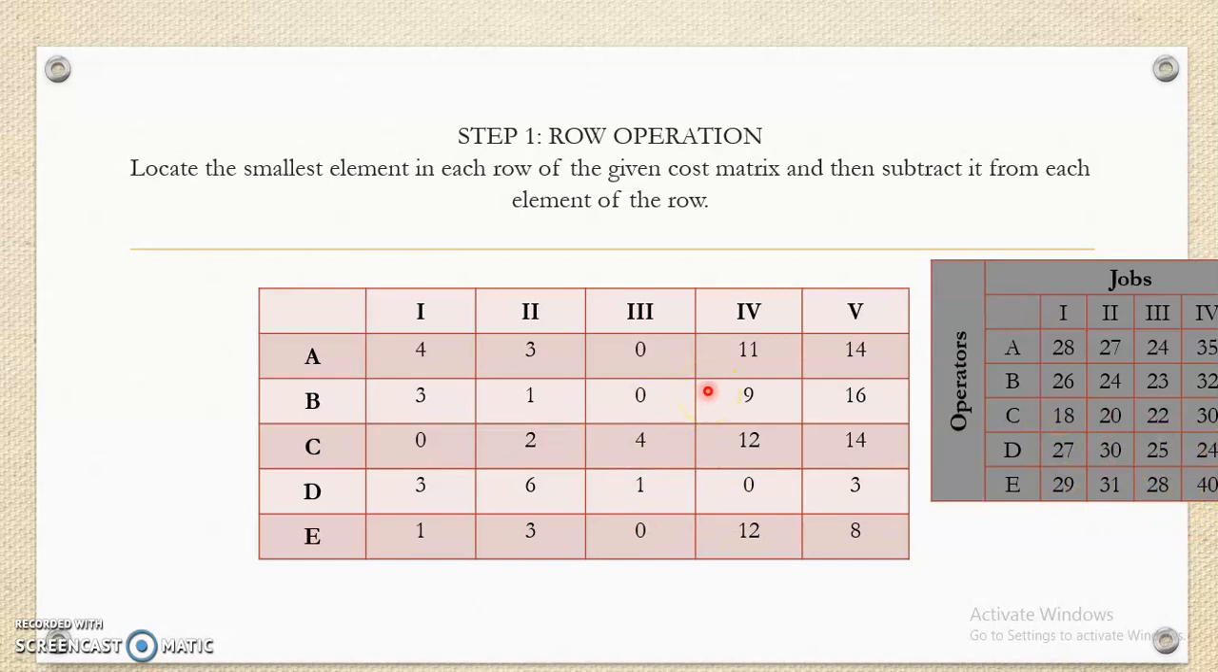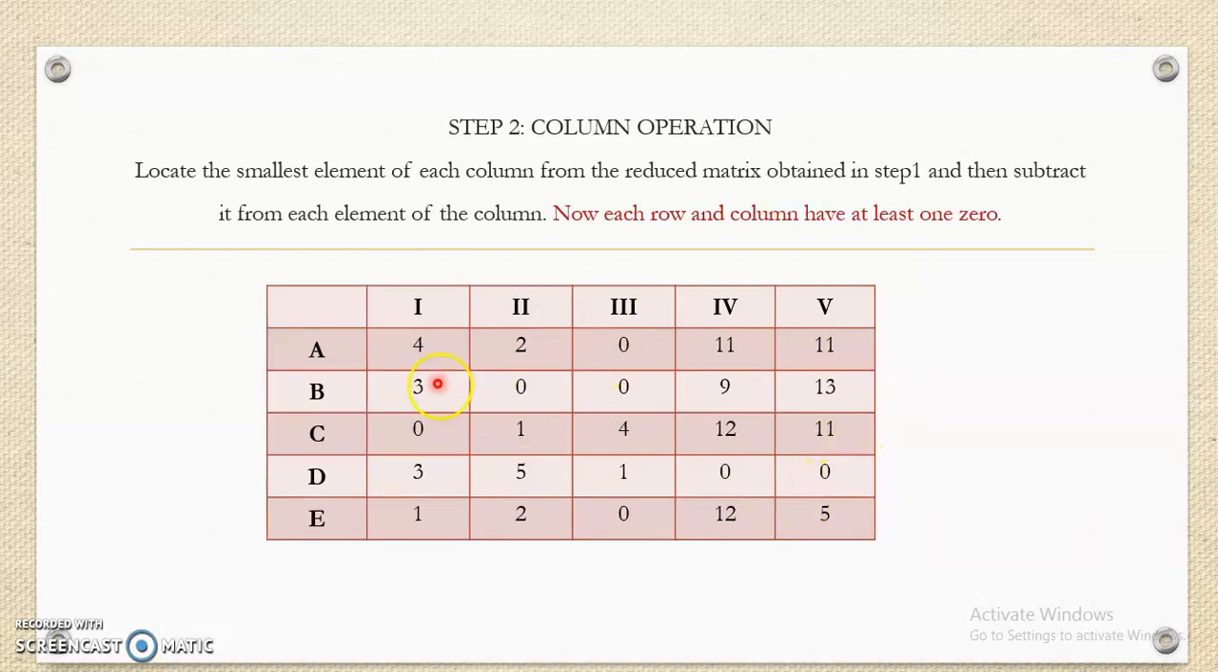Next step is column operation. In the column operation, once we get the reduced cost matrix after row operation, we have to locate the smallest value along the columns and subtract that value from all the corresponding column elements. So as a result, we get at least one 0 in each column. So this is the table after column operation. We performed column operation on the previous table, that is the row operation table. So we get this table.